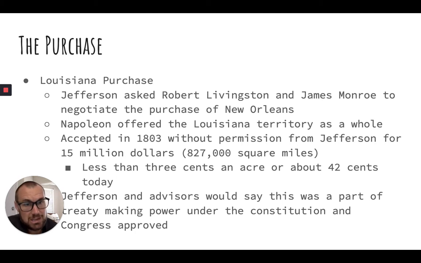Napoleon, who is desperate as he starts to go to war with Europe again, actually says, hey, I'll just sell you the whole thing. And they agree on a price of $15 million to double the size of the United States. Yes, let me say that again. $15 million to double the size of the United States, although the boundaries are a little unclear for a long time as to where those lines are. It's going to double, and an acre is only 3 cents, which equals about 42 cents today. You have to take that.